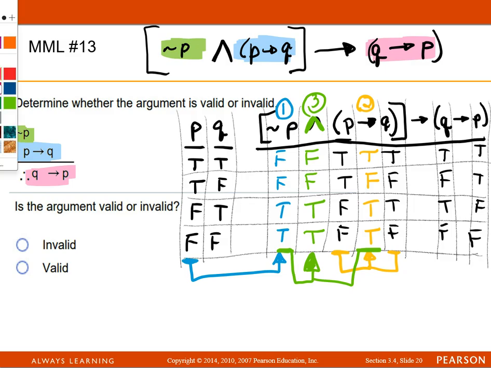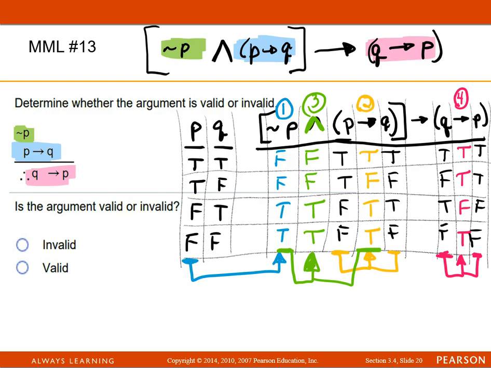All right, next I'm going to come over here to this column. This will be my fourth step, and I have to do this if then between if Q then P. And remember, the only time you get a false is when it's an if true then false, and that's this one right here. If true then false. The first one's if true then true, that's true. If false then true is true, and if false then false is true on an if then.